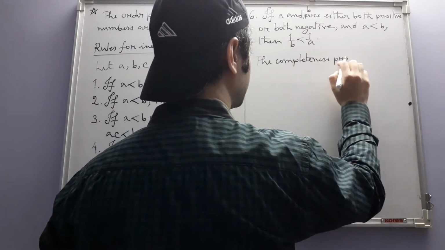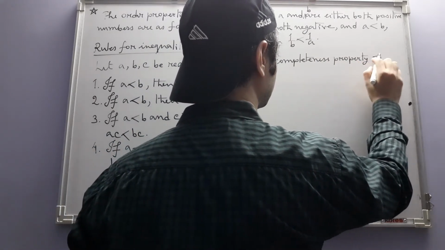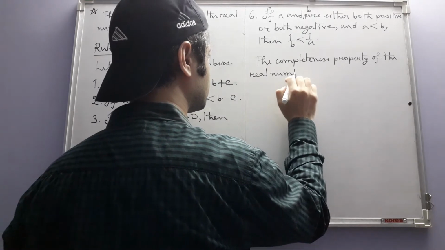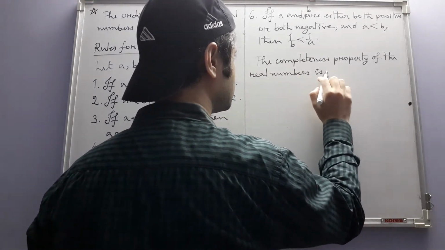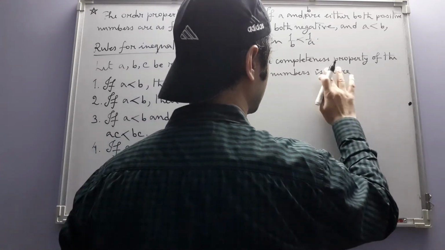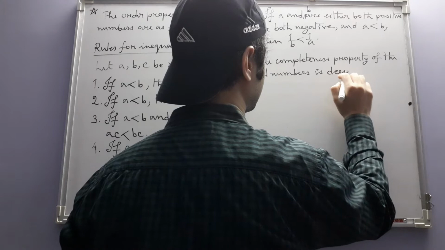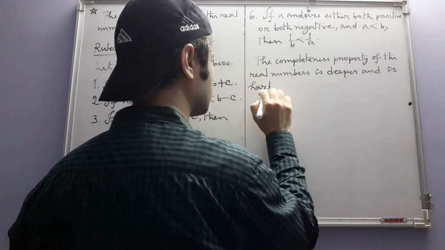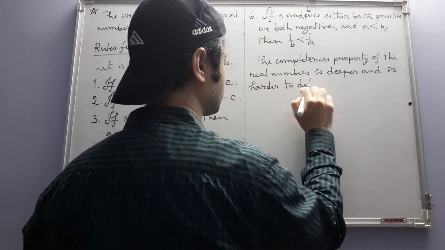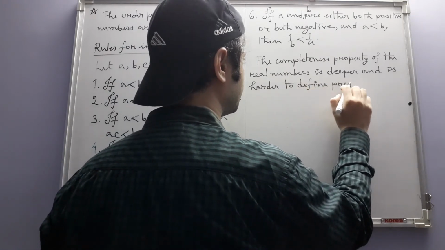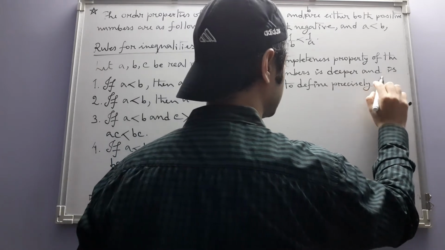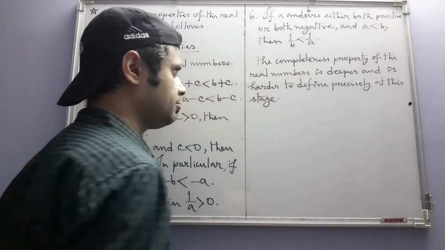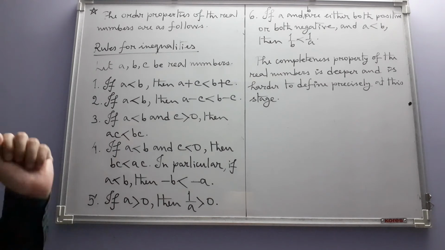The completeness property of the real numbers is more, or I should write deeper, and is harder to define precisely at this stage. The third category of properties is the completeness property.